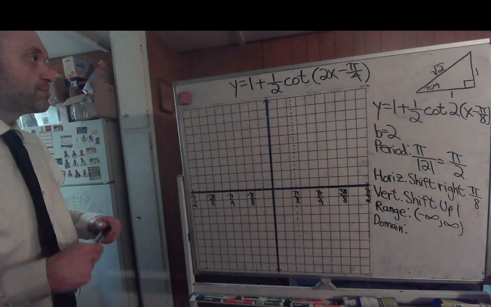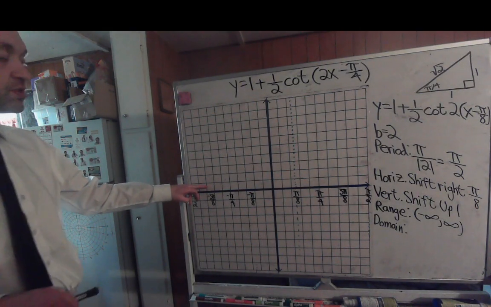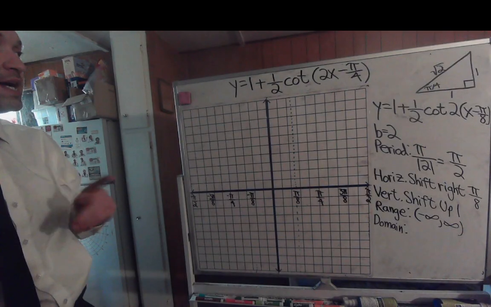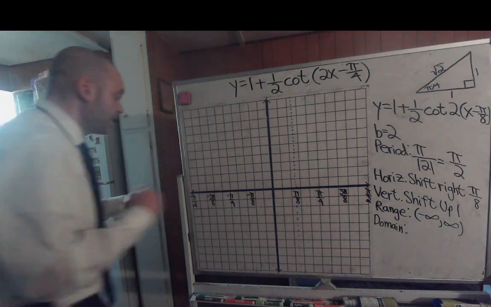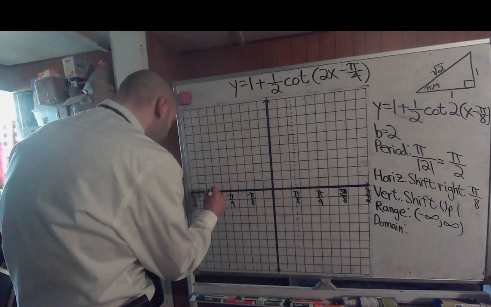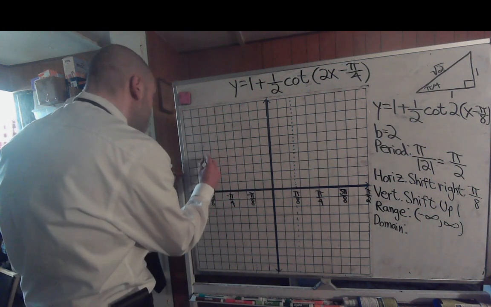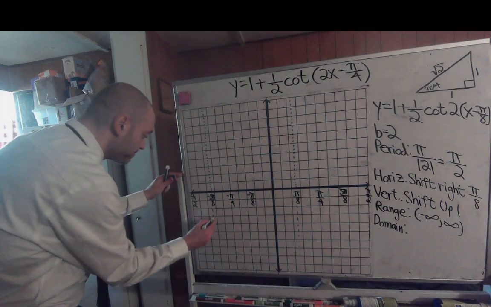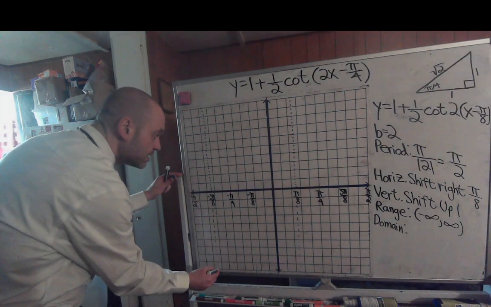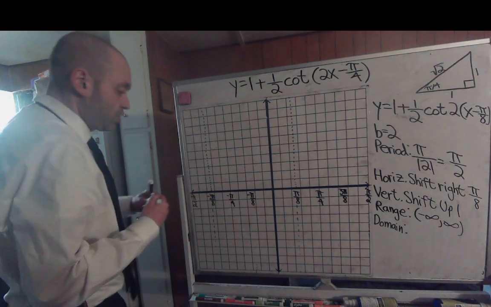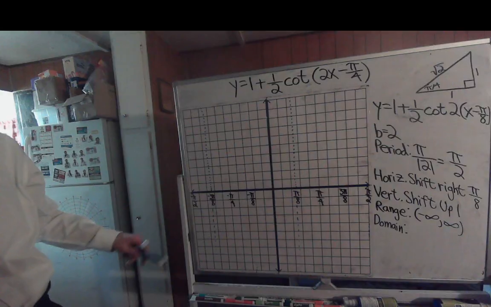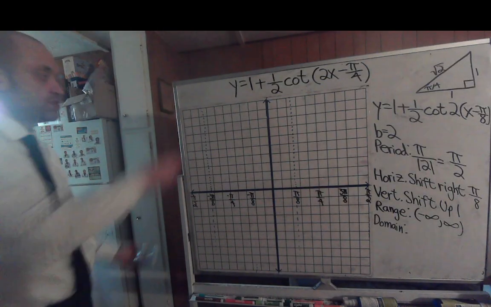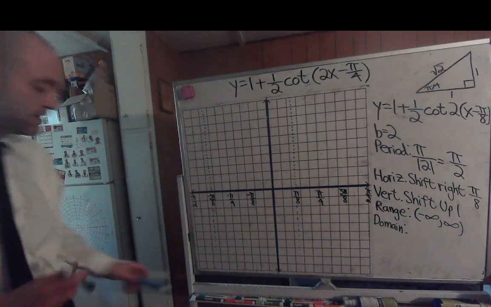Now, if I put in negative 3 pi over 8, that's going to give me negative 3 pi over 4 minus pi over 4, which is negative pi. Cotangent at negative pi is undefined. So I'll have another vertical asymptote at x equals negative 3 pi over 8. So we have two asymptotes, x equals negative 3 pi over 8, x equals positive pi over 8. So you see how this is weirdly shifted again.